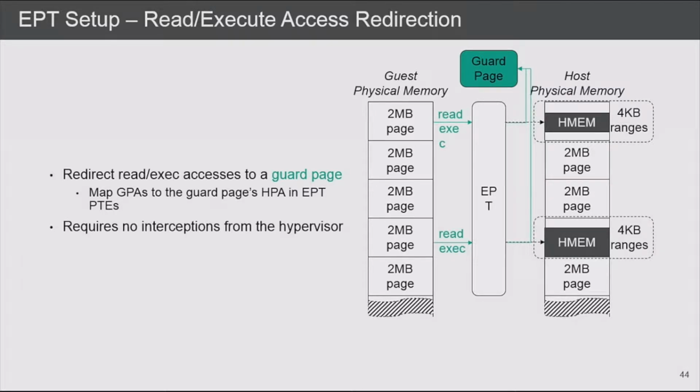So we can do this by simply mapping all of the hidden memory's guest physical addresses to the host physical address of the guard page in the corresponding EPT page table entries. And the nice thing about this is that it does not require any interceptions from the hypervisor. All of it is done in hardware by the MMU.